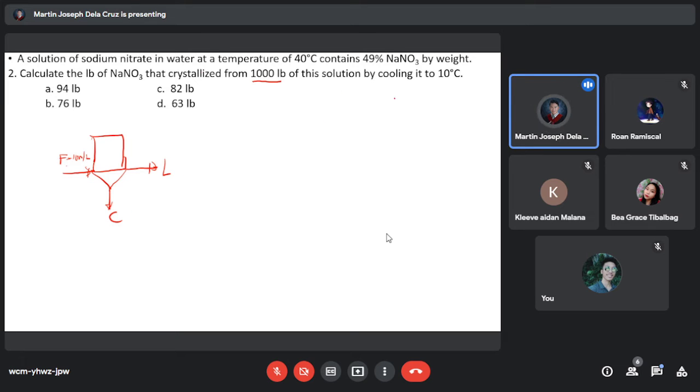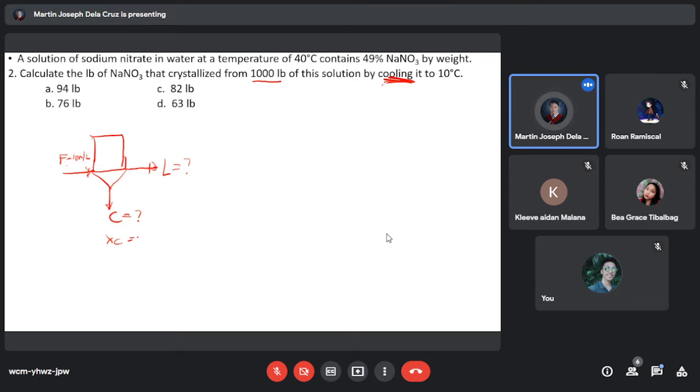crystal. You take note class na by cooling it, so meaning there's no water na nag-evaporate. Okay? And wala naman siyang sinabi na water evaporated. So meaning to say that one keyword here is by cooling it, 'di ba? Sa cooling crystallizer, walang nag-evaporate na water unless it is cooling vacuum. So yeah. So you have 1,000 pound and then C ang hinahanap. So hindi rin natin makuha yan.